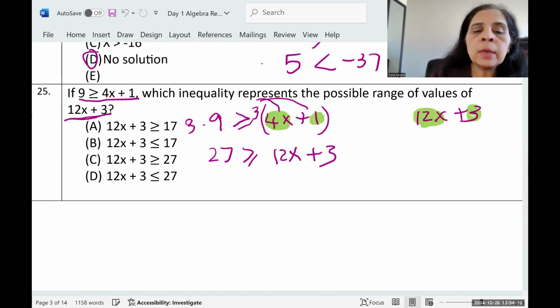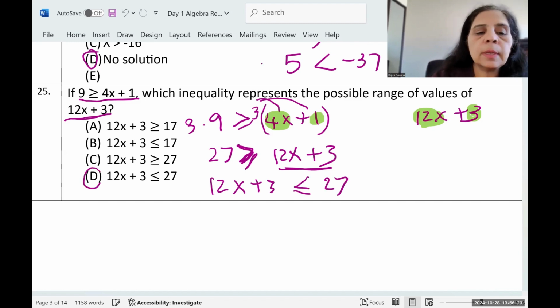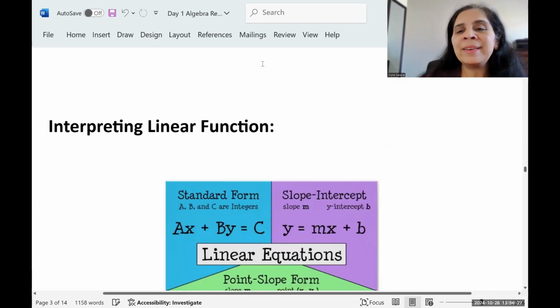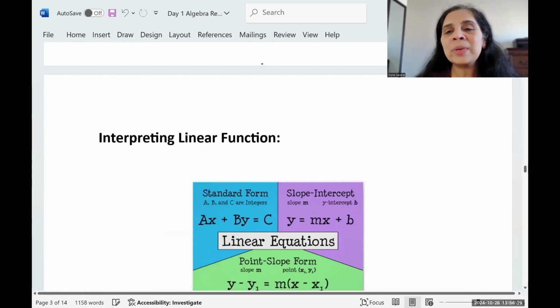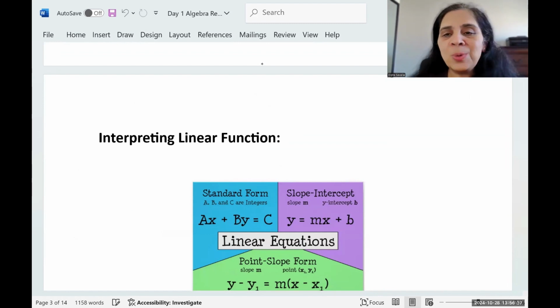Now we have to recognize it. They have 12x plus 3 first. So what we can do is write that first, and then remember you flip this sign. So it will become less than or equal to 27. Answer choice D. So that's how you can solve linear inequalities, and how to decide in a quick way. Check all strategies. Make sure you remember.